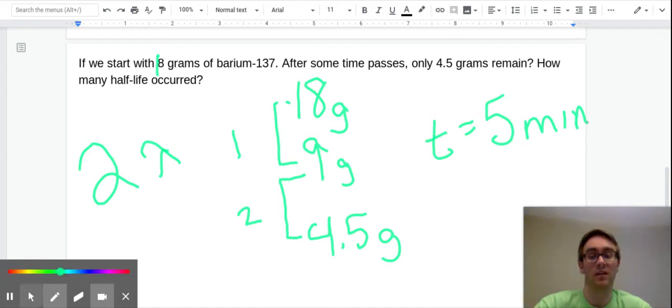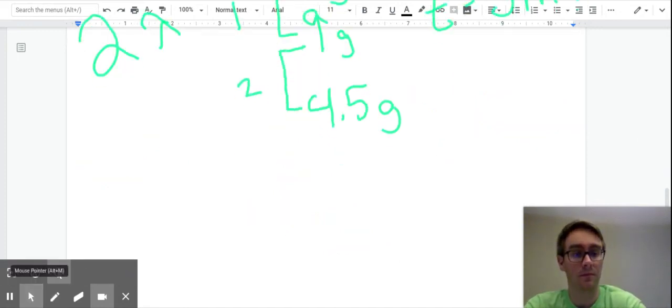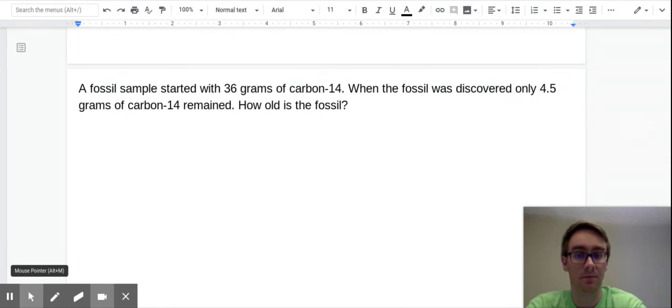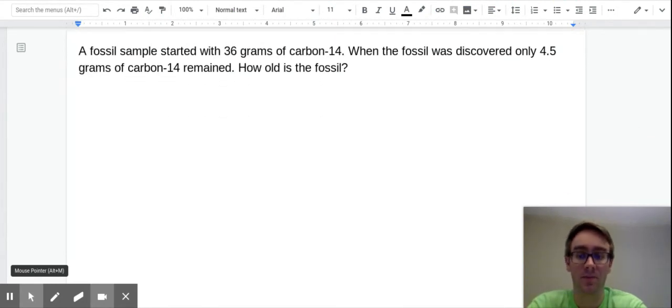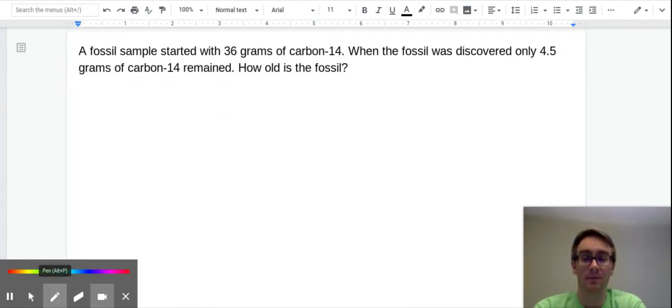Okay, let's try another one. Hopefully I don't have a typo in this one, but there's always that chance. All right, so now let's do one with carbon dating.